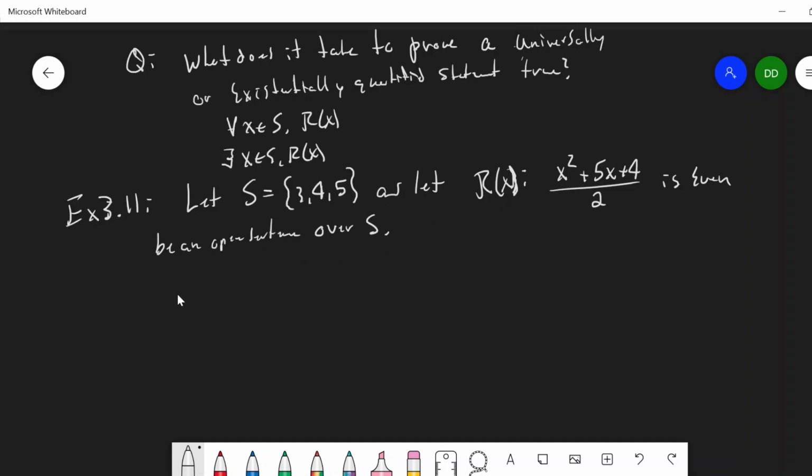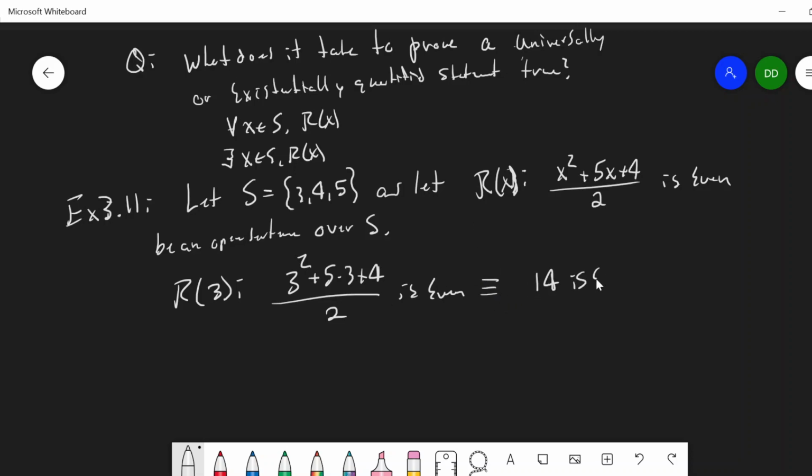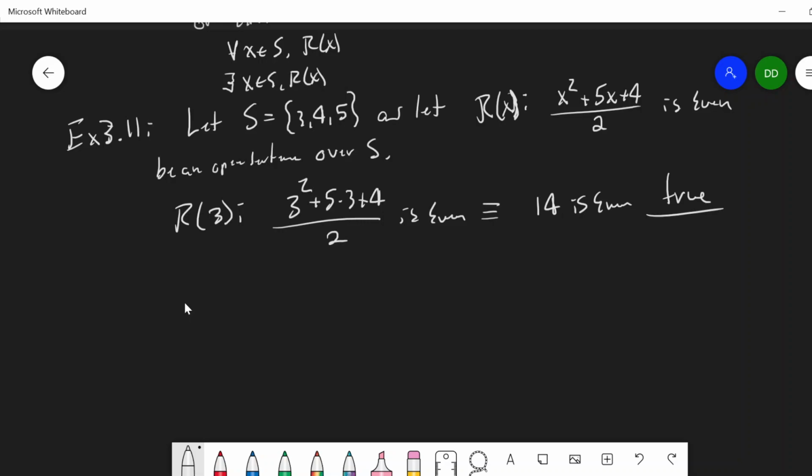So I can examine R of 3. That would be 3 squared plus 5 times 3 plus 4 over 2 is even. 3 squared plus 5 times 3, so that's 9 plus 15, that's 24, plus 4 is 28, over 2, that's 14. So this is equivalent to 14 is even, which is true. So R of 3 is true.